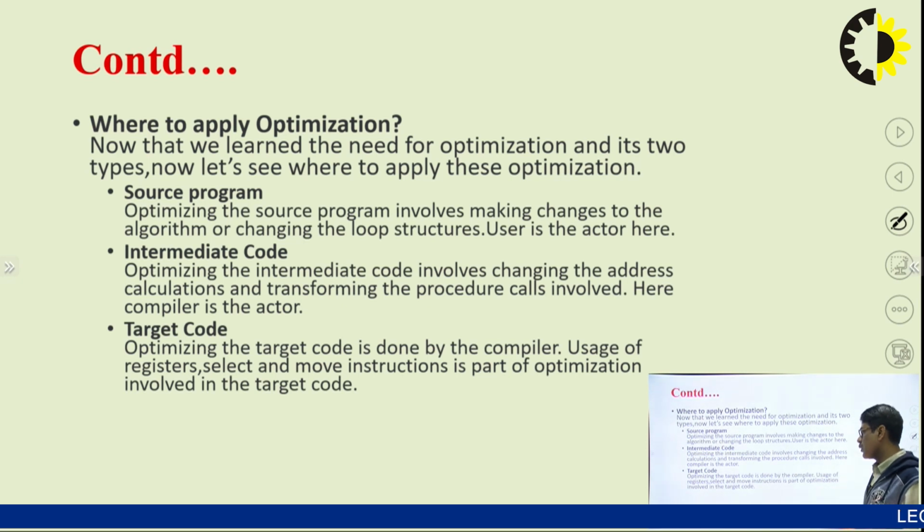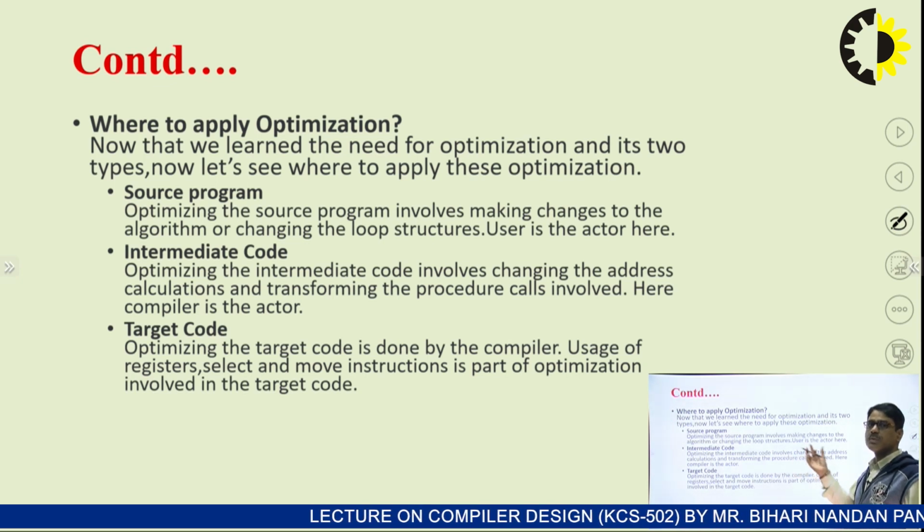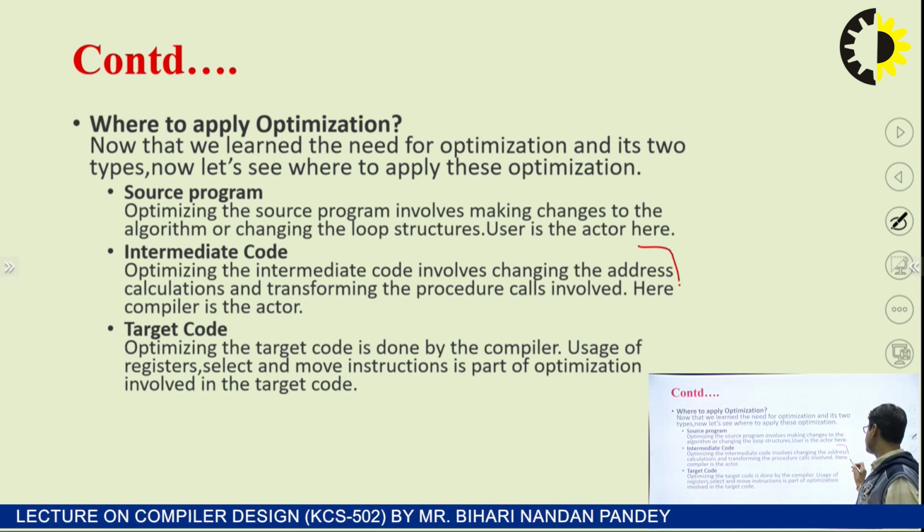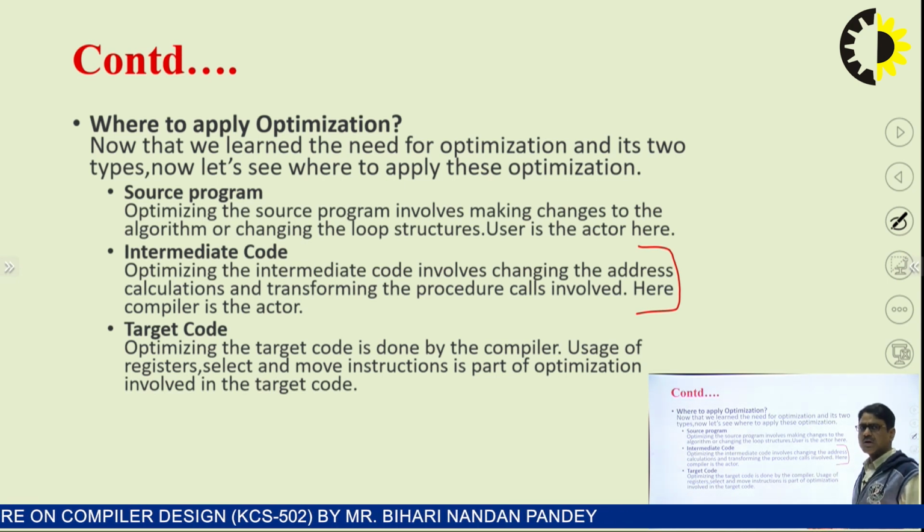And then the target code: optimizing the target code is done by the compiler. Use of registers, and selecting and moving instructions, are part of the optimization involved in the target code. So in the target code, instructions, registers, and the hardware part are also involved. The machine is there, but the whole process is governed by the compiler. So these are three places where we apply optimization, but we are discussing this part more because it is part of the compilation process.